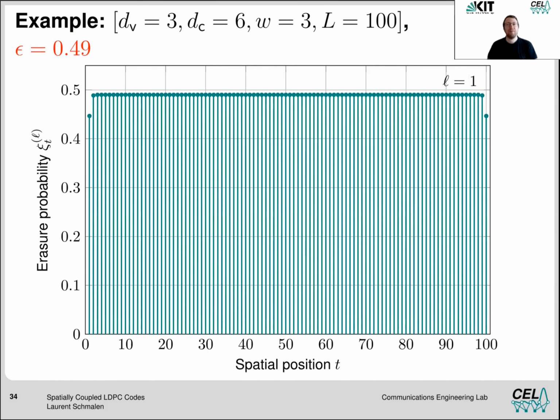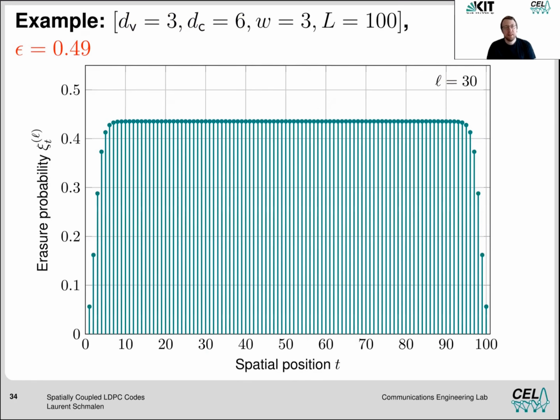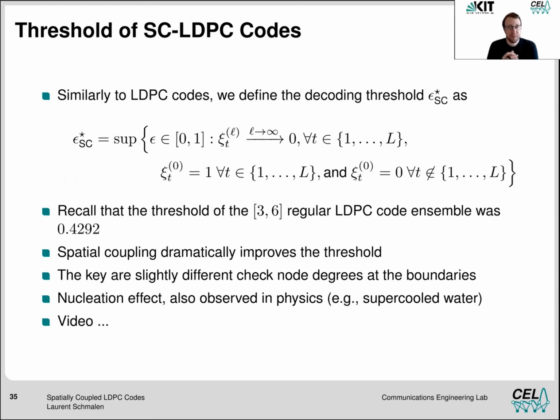Let's go to 0.49. And what happens now is that we can increase the number of iterations, but nothing happens. So 200, 300, 500, nothing happens. So here we get stuck. There is no way that we can decrease further. Okay, so let's see. Why is this? So again, this summarizes. We have a threshold, essentially defined to be the largest epsilon where all these CL go to 0. And we see that spatial coupling could dramatically improve this threshold.